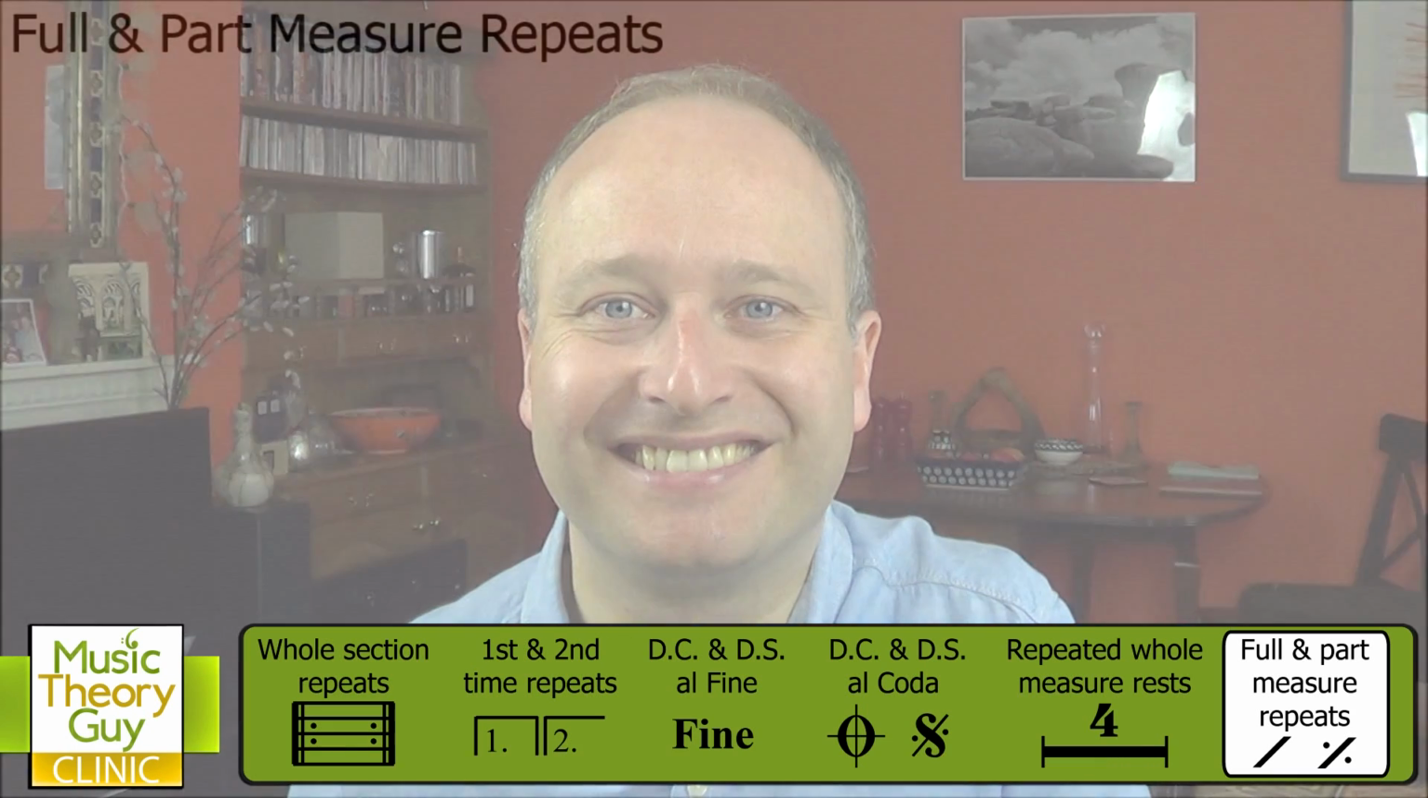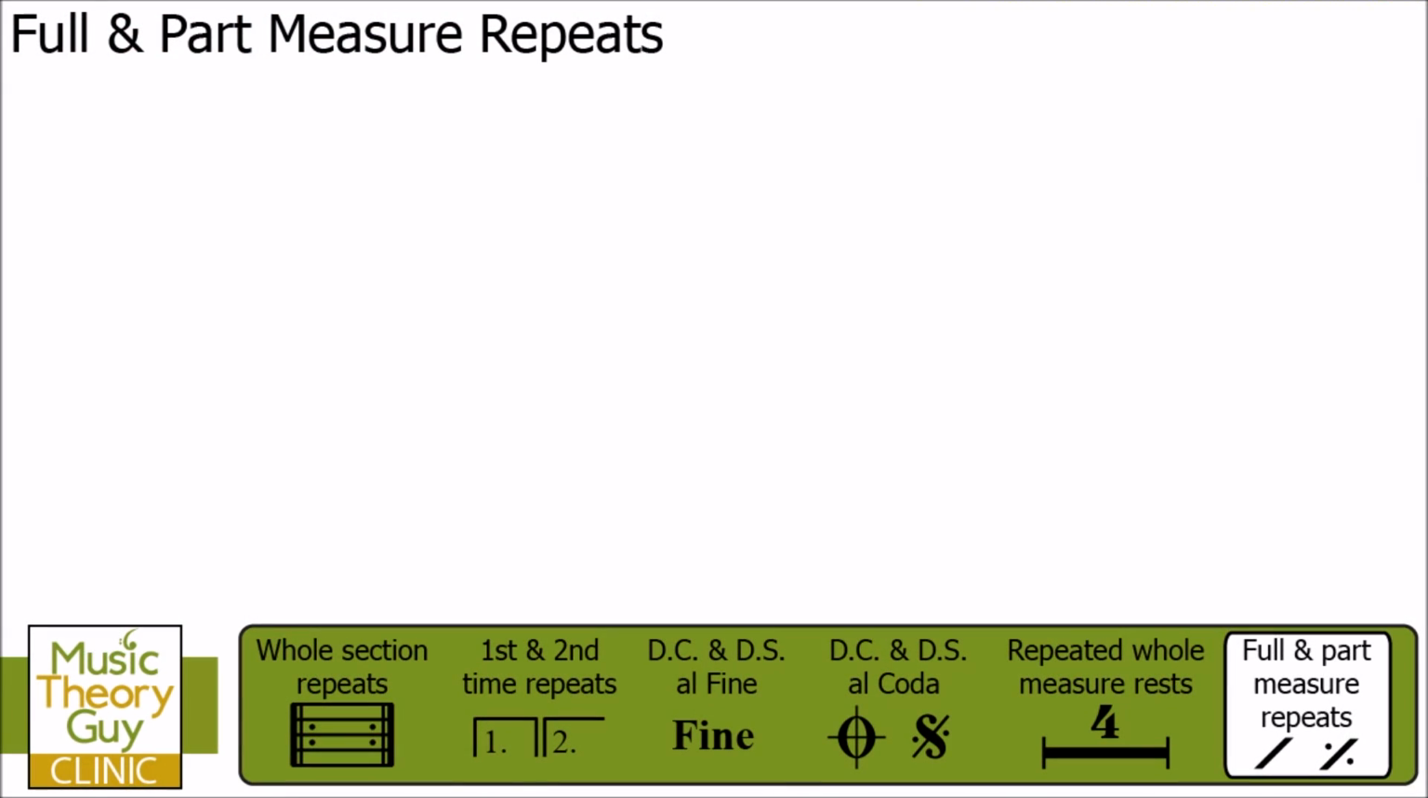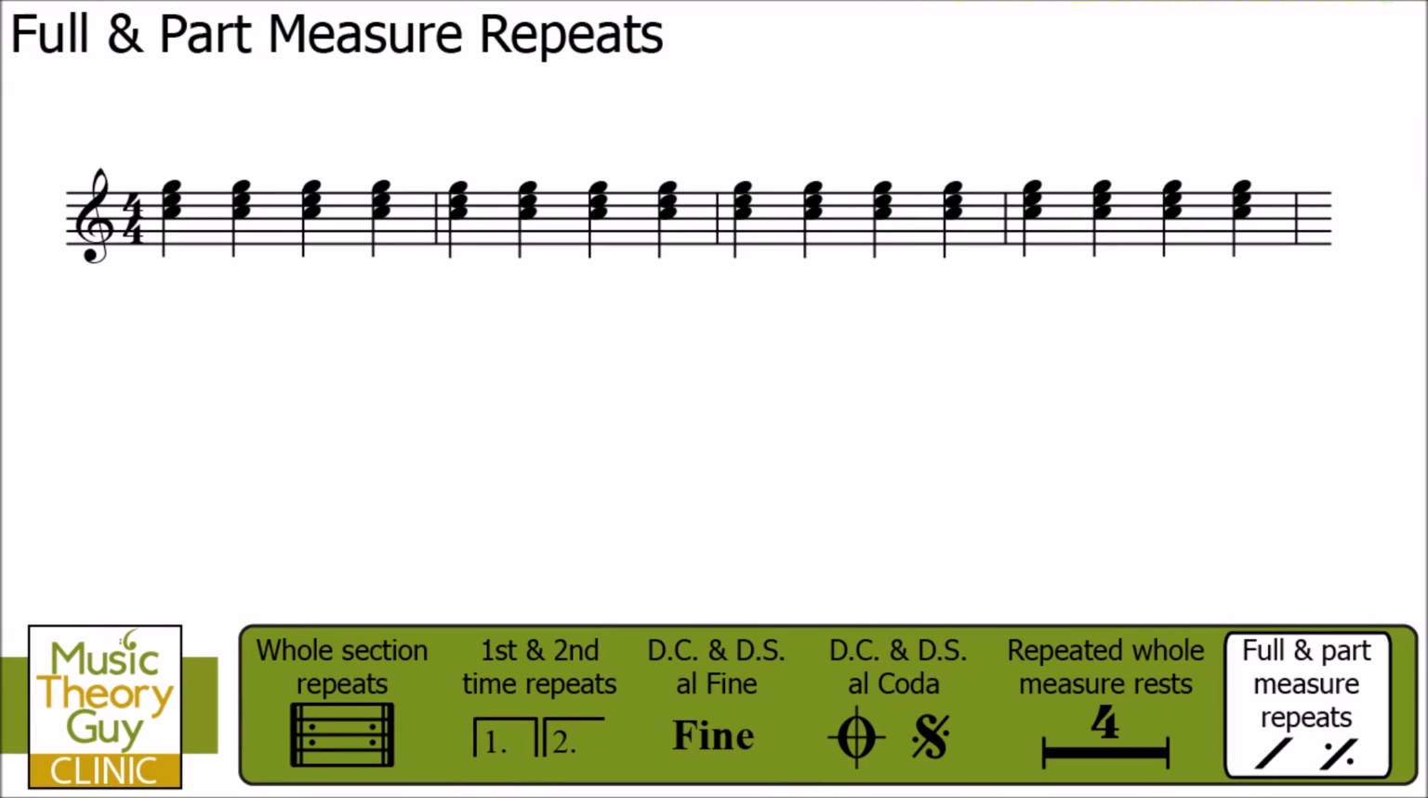Let's have a look. Okay, so on screen there are 4 measures, or 4 bars if you prefer, and each bar or measure has exactly the same information in it. So in other words, the second bar or measure is the same as the first, the third is the same as the second, and so on and so on. Rather than writing exactly the same information, bar after bar or measure after measure, we can actually use some shorthand.